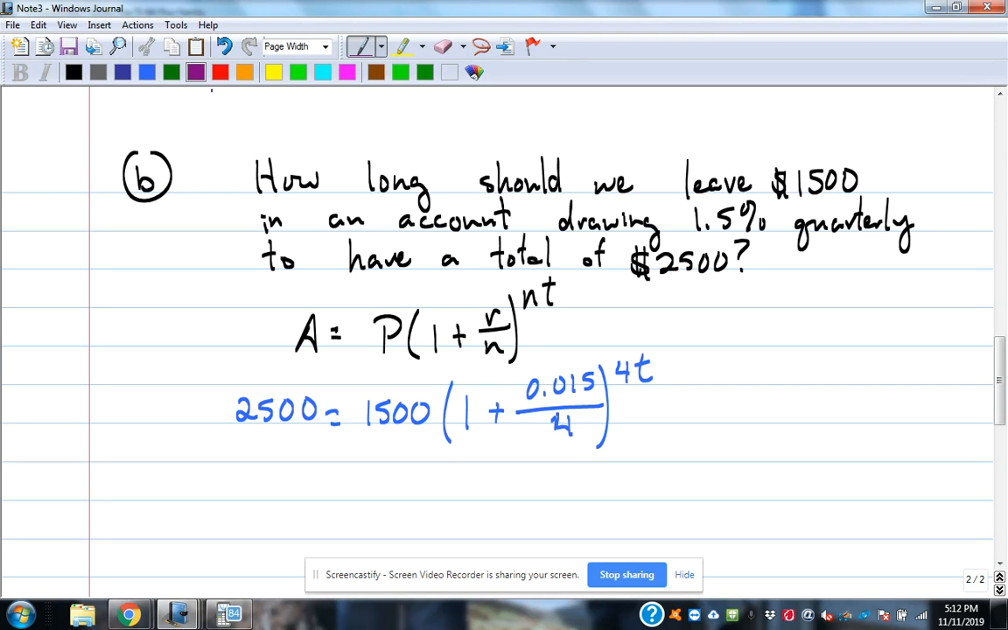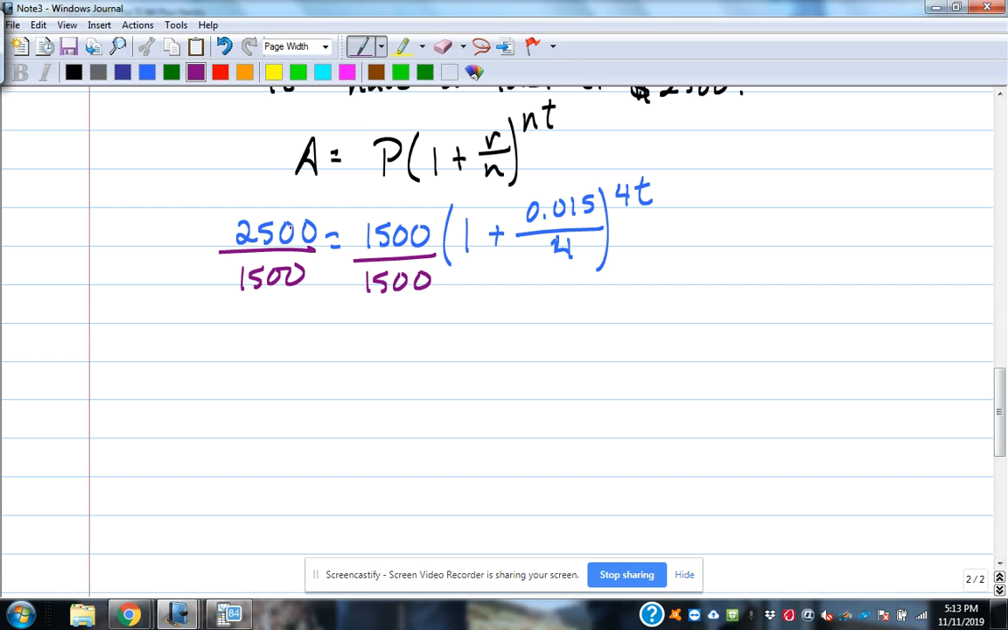So what's going on between all of this stuff and the 1,500? And how could I get rid of the 1,500 and move it over there with 2,500? Just divide. Yeah, that's an easy thing to do. So we're going to divide by 1,500. And I'm going to reduce that down. 25 over 15 would be 5 over 3. I'm just going to leave it as that instead of getting a decimal. And then 1 plus 0.015 over 4, to the 4t.